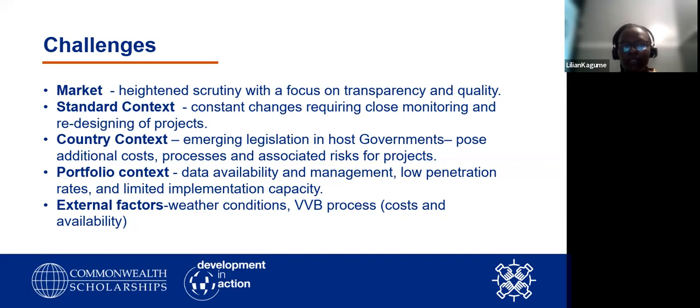Then the portfolio context. Projects face very specific challenges, mostly around data availability and management, very low penetration rate for some technologies in some boundaries, and the implementing capacity of some partners is very limited, so you have to do a lot of capacity building. And of course, external factors like monsoons and changing weather conditions in countries are also affecting projects. And very important, I've mentioned the VVB process. It's costly, and the availability of VVBs is not very easy to find.